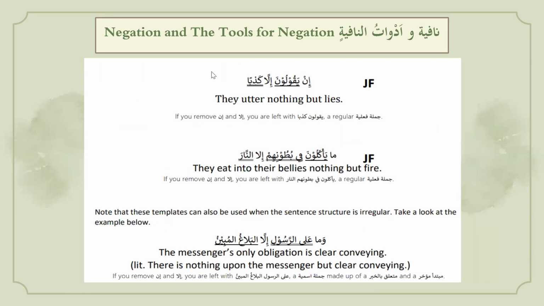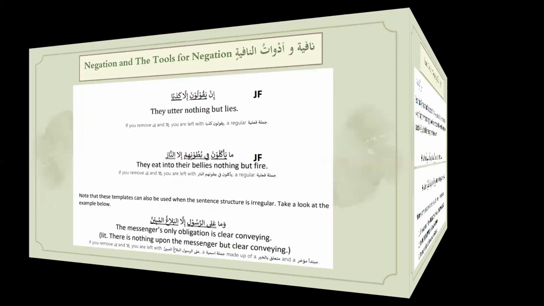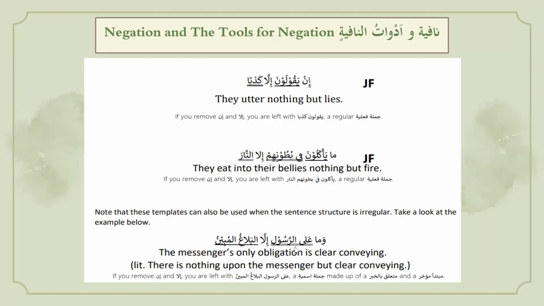Then, over here, some irregular combination is there because in Jumla Ismiya, ala rasuli comes first, the jar majrur first, and then the mubtada. Wama ala rasuli illa al balagul mubin. There is nothing upon the messenger but conveying clearly, conveying the message clearly. So this is Jumla Ismiya, but with a different irregular structure, because the jar majrur mutaliq bil khabar comes before the mubtada.